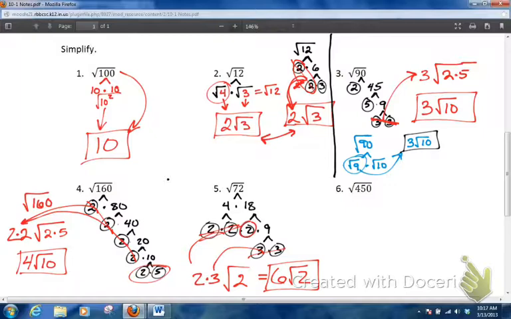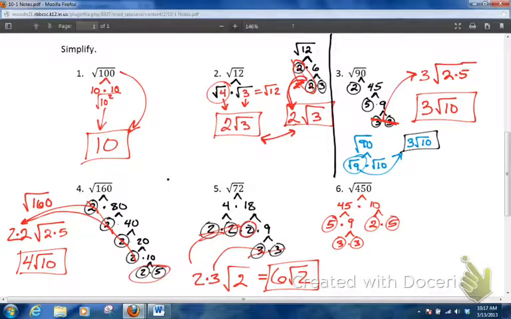Alright, and last problem. Square root of 450. Again, kind of a big one. Let's break it down a little bit easier here. Let's say 45 times 10. Break down the 45 as 5 times 9. 5 is not a perfect square. 5 is a prime number. 9 is not prime. It breaks down into 3 times 3. 10 is not prime. It breaks down to 2 times 5. The 2 and the 5 are both prime.